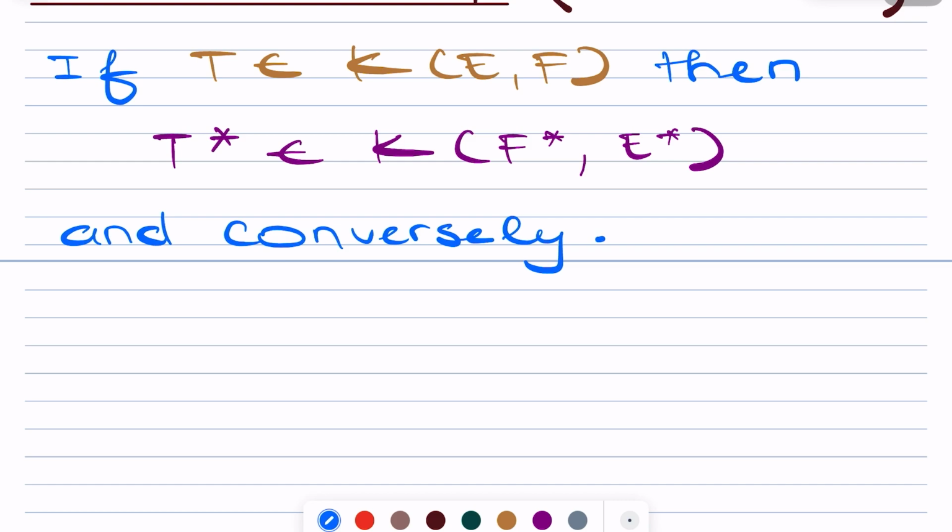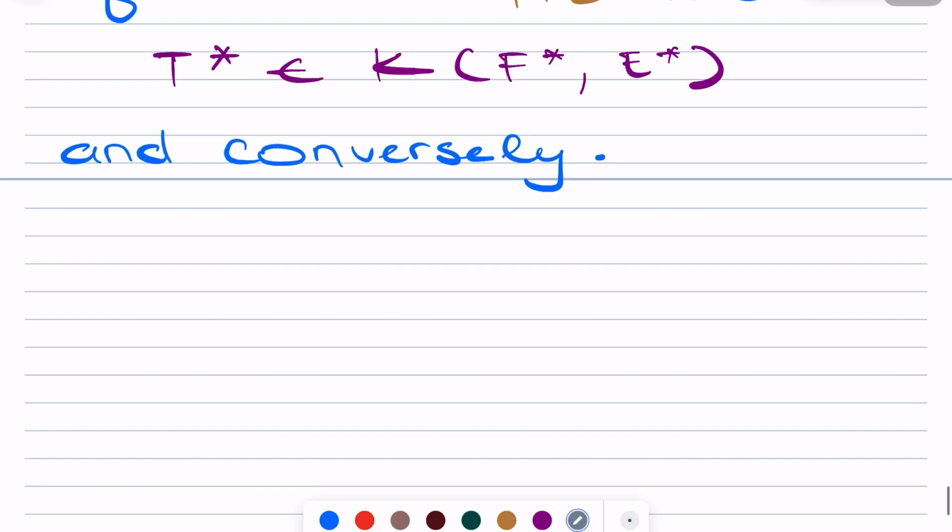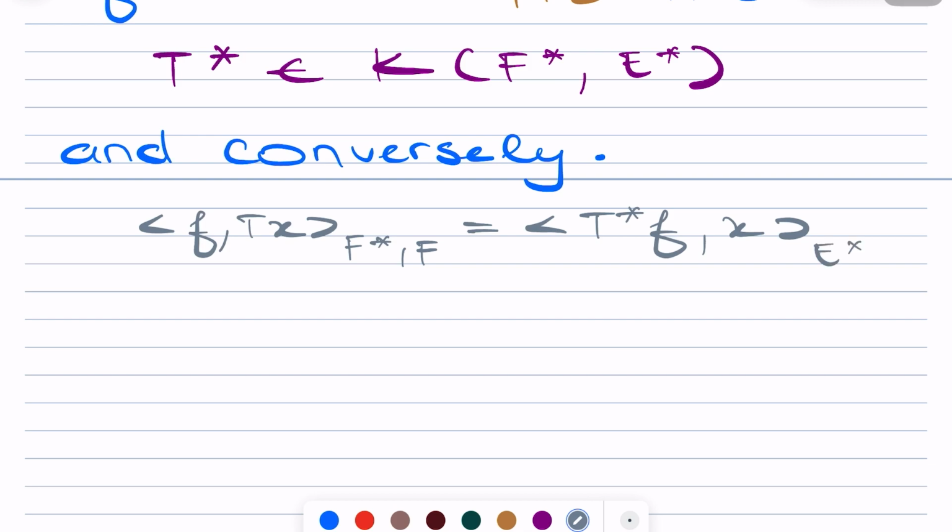Well, if you don't know what the adjoint is, just know that saying T star is the adjoint of T means that the duality pairing of f, Tx in F star, F is nothing else than the duality pairing of T star f, x in E star, E. So if you have a T star that fulfills this property, then we say that T star is the adjoint of T. And this, of course, should hold for every f in the domain of T star.